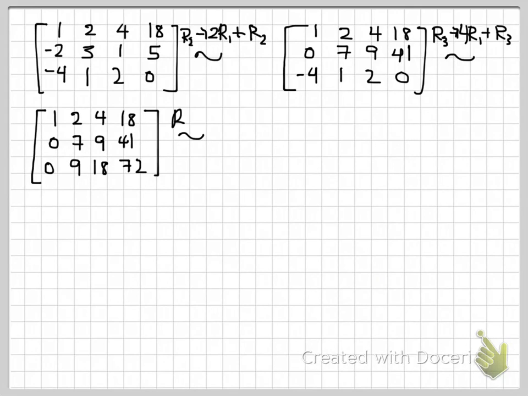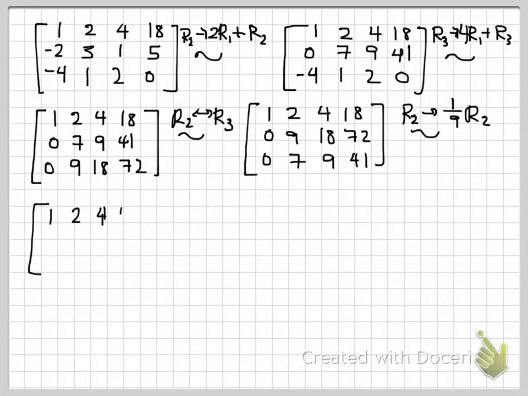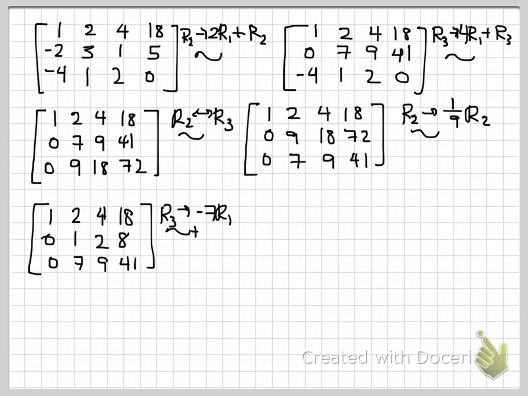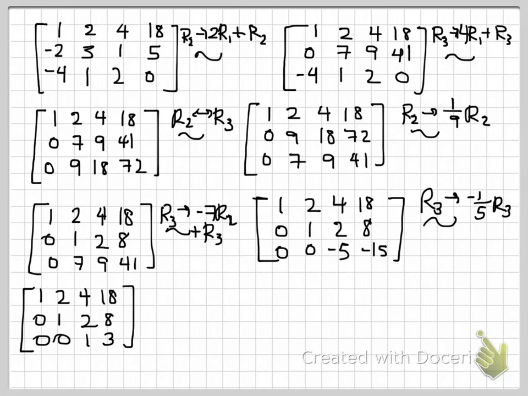Now notice in row 3 everything is a multiple of 9. So I'm going to switch row 2 and row 3 so that then I can divide everything in row 2 by 9. Okay? And that gets me a 1 in the second position. Now I'm going to eliminate the 7 in row 3. And now we're going to divide everything in row 3 by negative 5.